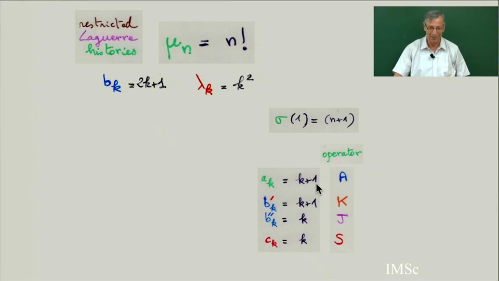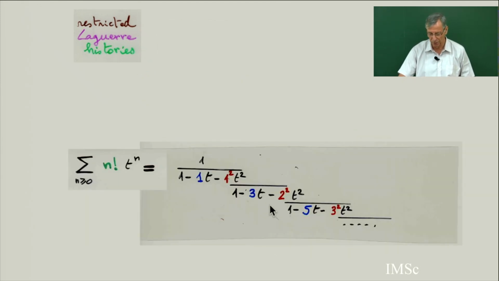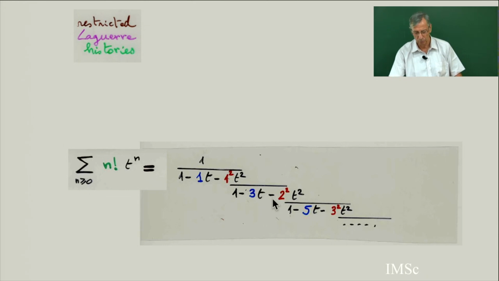So this is done by these two operators, and for these two operators, it is forbidden to put it on the first possible interval. So this is what I call restricted Laguerre. I will use this also in the following session. And this is characterized by sigma of 1 equal n plus 1. So this is a continued fraction for n factorial.